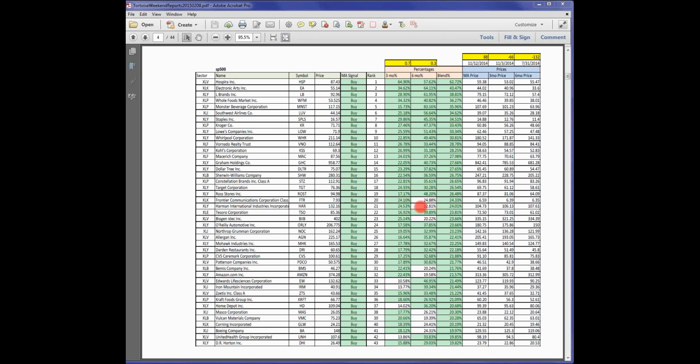New to the list are going to be things that are green and then white. So we would be well served to take a look at Frontier Communications, Harman International, Biogen, Bennis, and even Amazon.